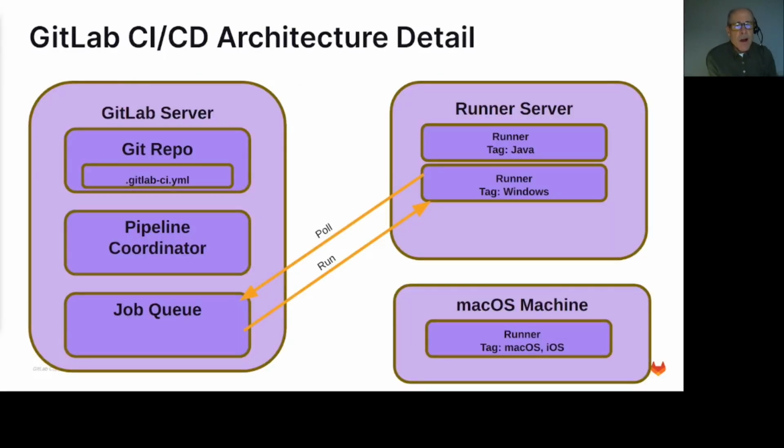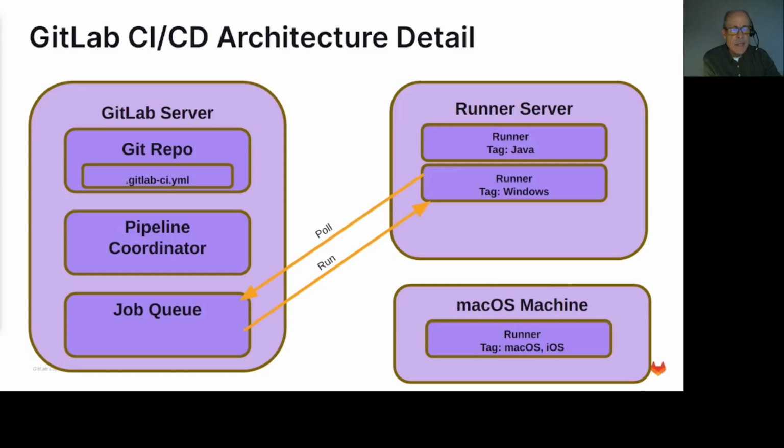Diving deeper into the architecture, we see within the GitLab server, we have the GitLab repo. Inside of the repo is our GitLab CI YAML file. This is the first of the two user-facing parts of GitLab CI/CD. The CI YAML file is where pipelines are defined using the YAML language. Also inside the GitLab server is the pipeline coordinator. The coordinator controls the job queue for the entire server.